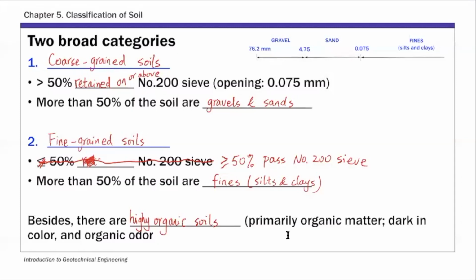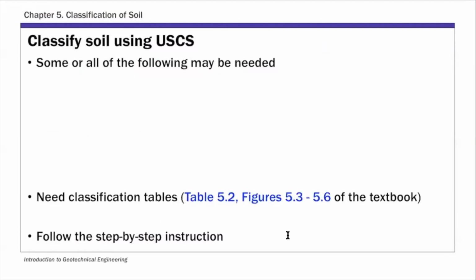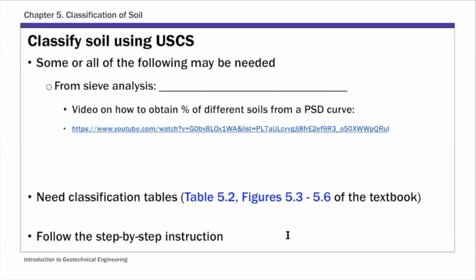So these are the two broad categories. Then to classify soil using USCS, first you need some information about the soil. Those are basically the index properties. We need the following information. The first one is from sieve analysis: you need the percentage of gravel, percent of sand, percent of fines, CU, and CC. So you need some or all of the following information.